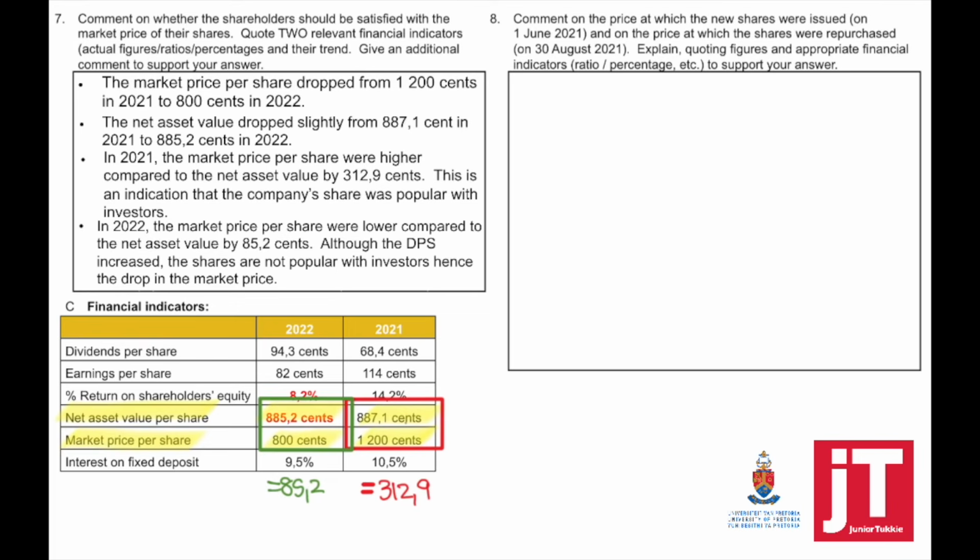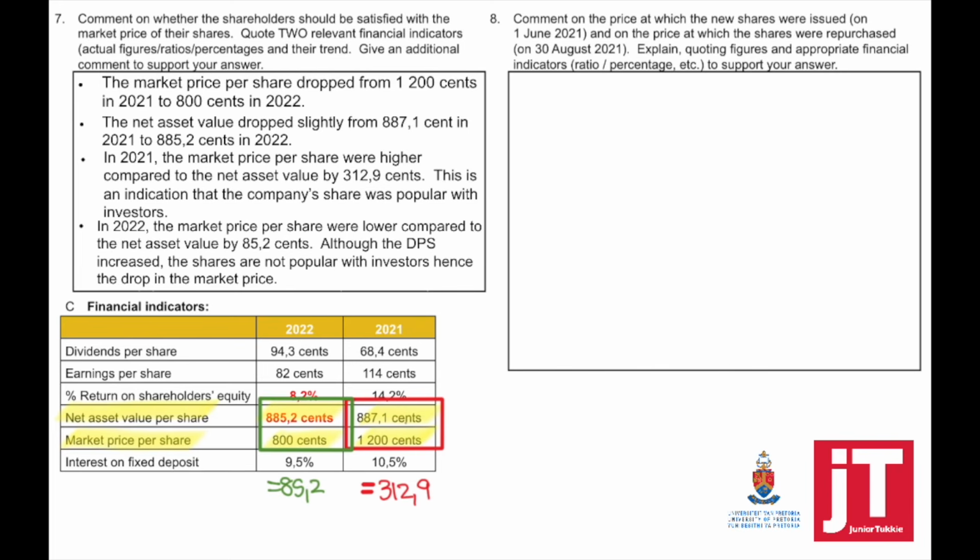So to conclude this, our earnings per share dropped. Our dividends per share increased. Although it increased, it wasn't very popular with investors. It had an effect in the market price that was dropping.